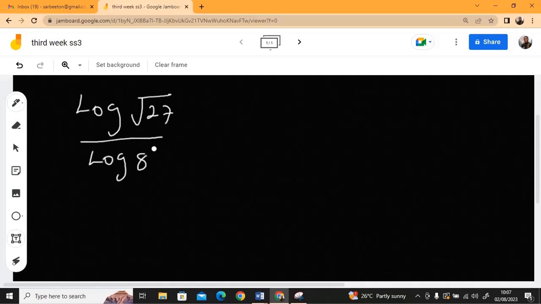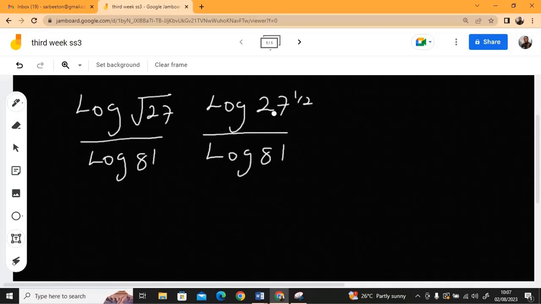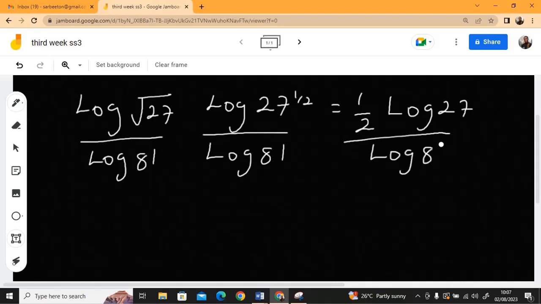Let's assume we are given something like this: log of the square root of 27 over log 81. So how do you solve this? The same thing, you can rewrite this as log 27 to the power 1 over 2, over log 81. Now you bring this one to the front. I want to take it step after step so that you won't make a mistake. Log 27 over log 81.